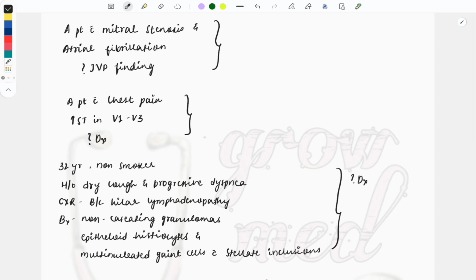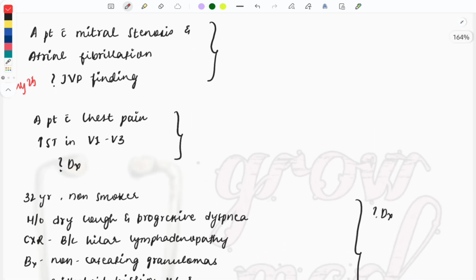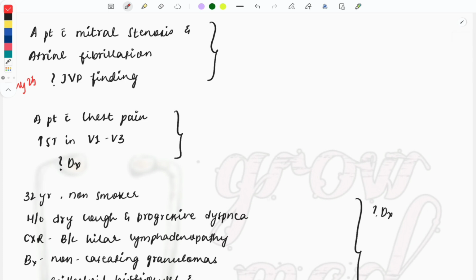So the first question, these two questions were asked in the recent exam, the July 25 exam from medicine. So we'll discuss it. A patient with mitral stenosis was present, and along with that he also had a complaint of atrial fibrillation. So what JVP finding can be seen in this patient? It is quite an easy question.